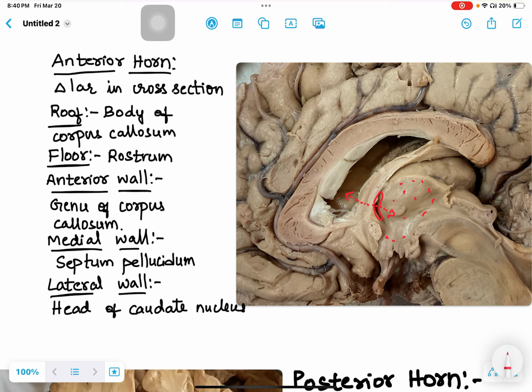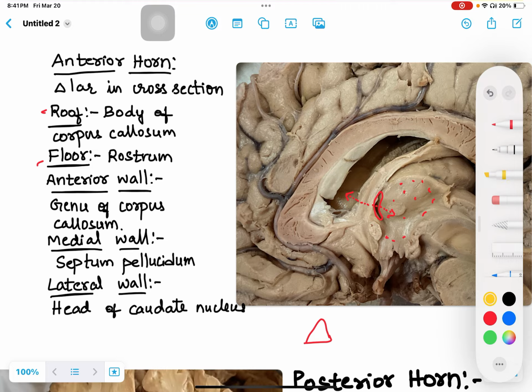So this is triangular in cross section. When you cut it, it will be triangular in cross section like this. So it has a roof, it has a floor, and it also has an anterior wall, medial wall, and lateral wall. So the roof, you can see the roof. This is the roof.